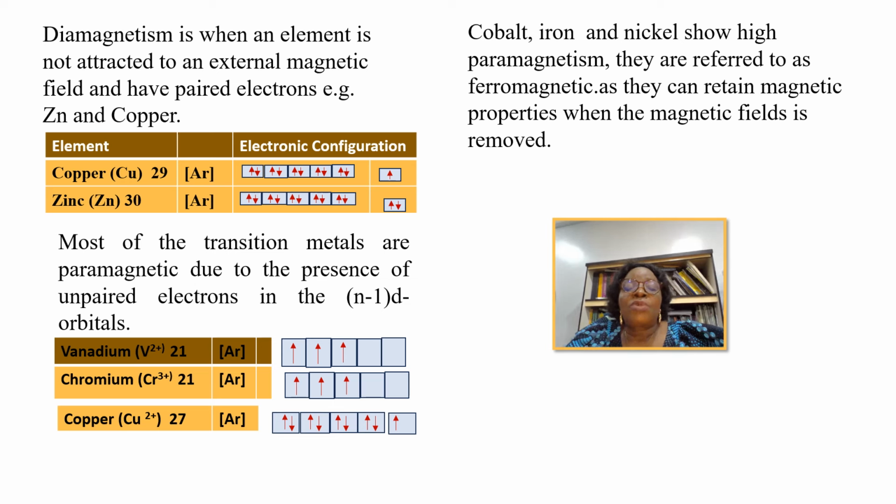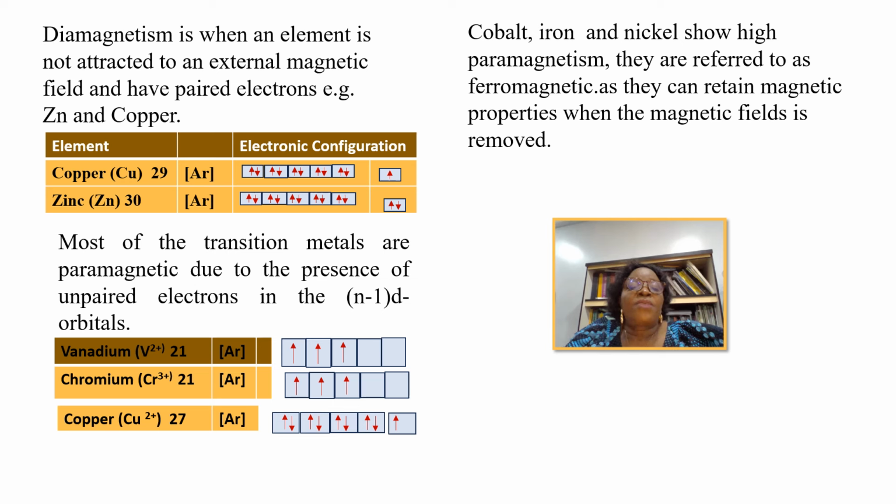Transition elements form what we call diamagnetic compounds, as well as paramagnetic compounds and ferromagnetism. A diamagnetic compound is one that is not attracted to an external magnetic field because it has paired electrons. Elements like zinc: the d orbitals are completely filled, so it does not attract any external magnetic field. Take a copper atom: we are not talking about the s orbital here, we are talking about the d orbitals, which are completely filled. So a copper atom will not attract a magnetic field.